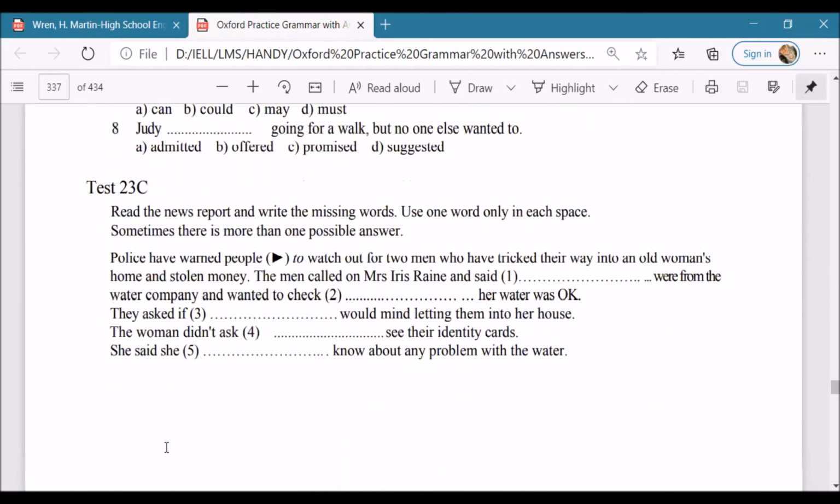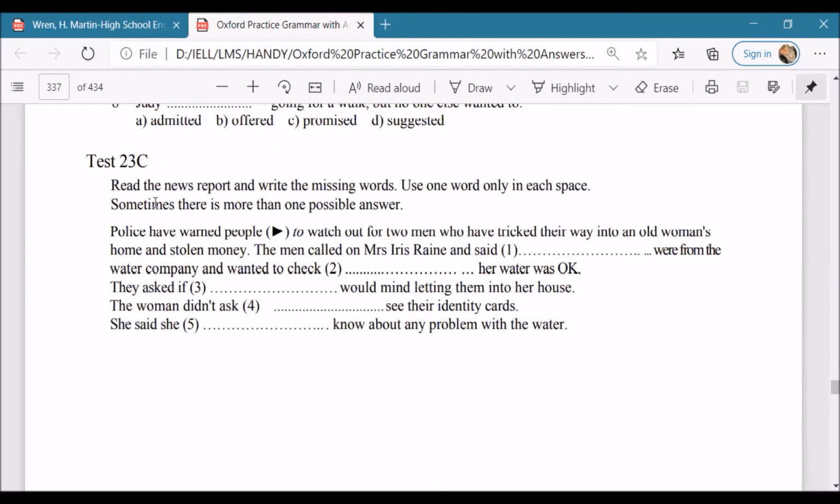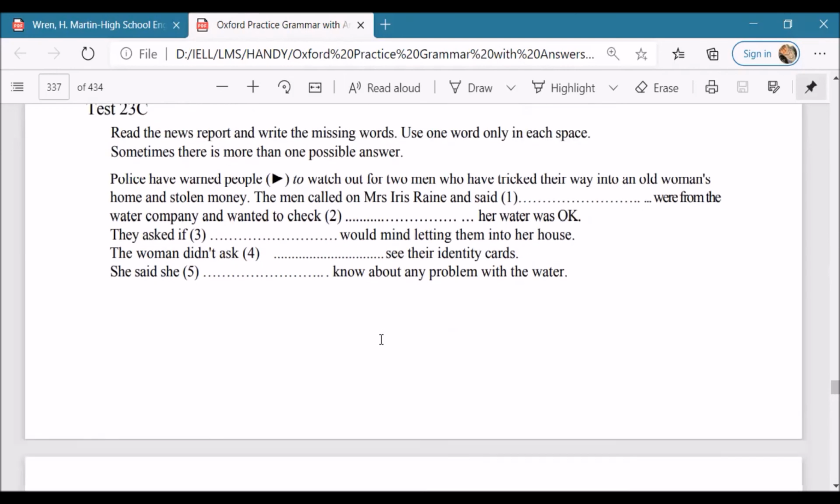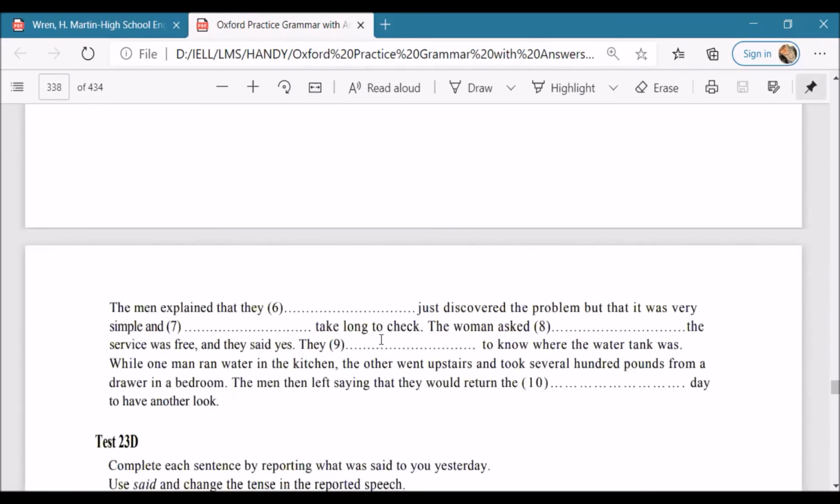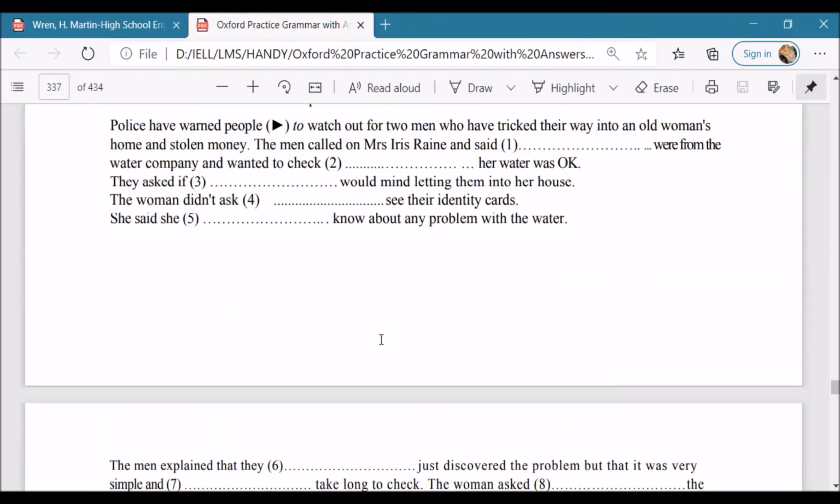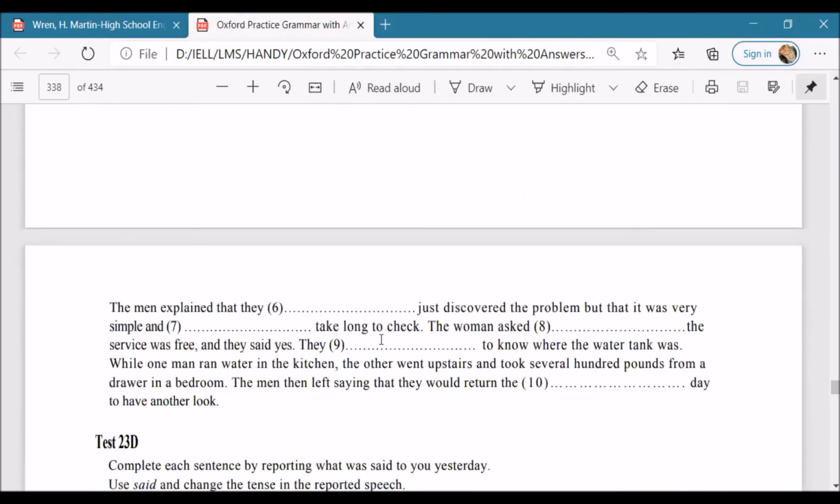Then we have test 23C. Okay, read the news report and write the missing words. So you have to write the missing words the way it should be reported. Use one word only in one space. So in each space, you have to write one word. Sometimes there's more than one possible answer, so different answers could be right. So choose whatever you think would be right according to the context. Okay, it's up till here, and then here.